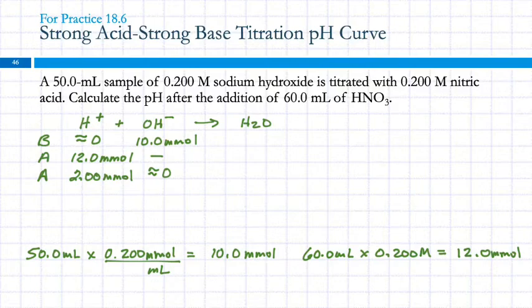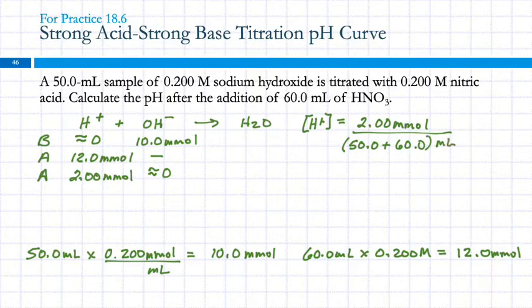So that's hydrogen ion. So the hydrogen ion concentration is the moles divided by the liters, or the millimoles divided by the milliliters. 50 plus 60. So that's 2 divided by 110. And that would have 3 sig figs.